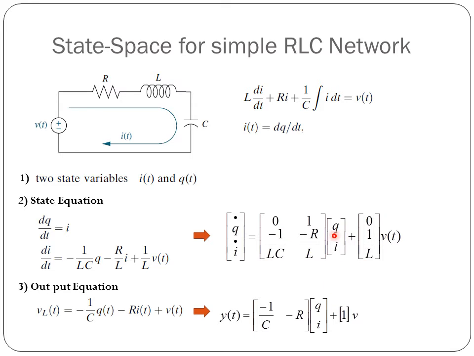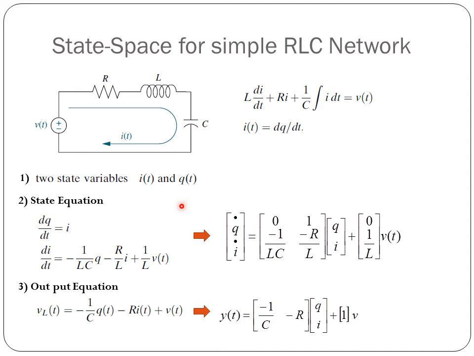You can see that it is the state variable into something, and the input into something. Similarly here, Q into minus 1 by C, I into minus R, and V into 1. So this is our output equation. Here we have only one output, but a state space can have multiple outputs. In that case, it should be a column vector y1, y2, and there should be more than one row here as well. We will see that later.